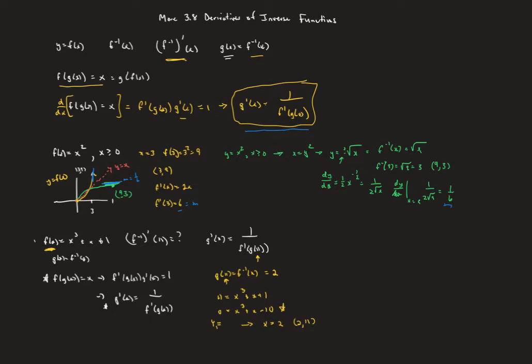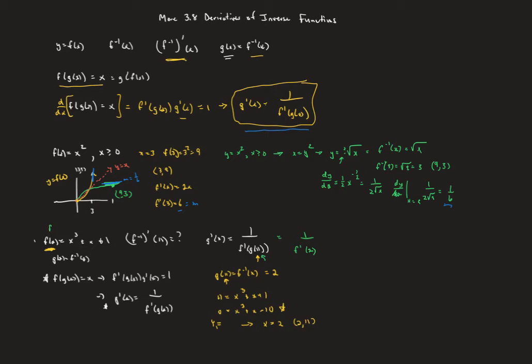It switches the x's and the y's. So all of that work was just to figure out what that value is, and that's in general going to be the hard part of this. So g of 11, f inverse of 11, we have said is 2. Now all we have to do is figure out what f prime of 2 is.